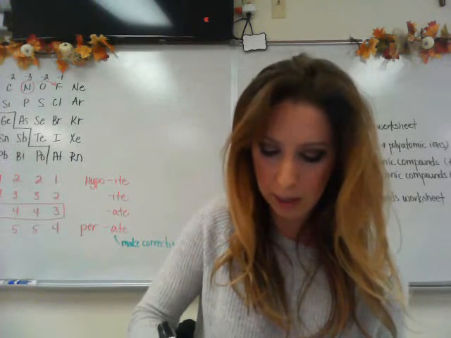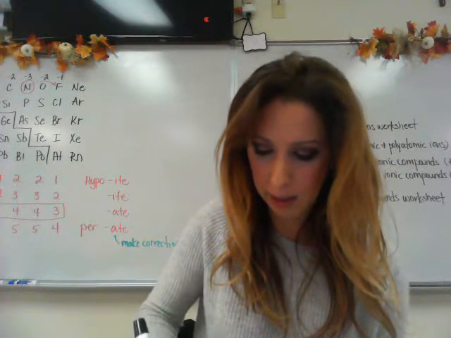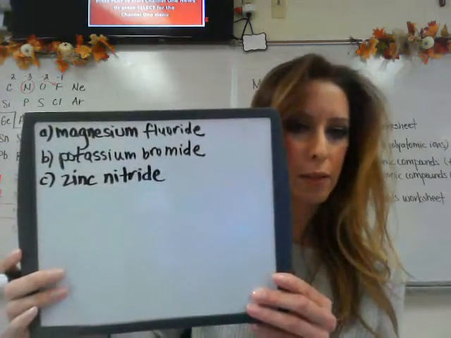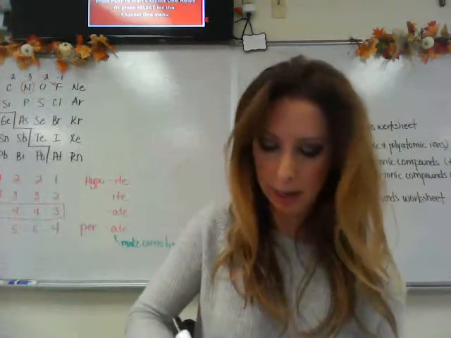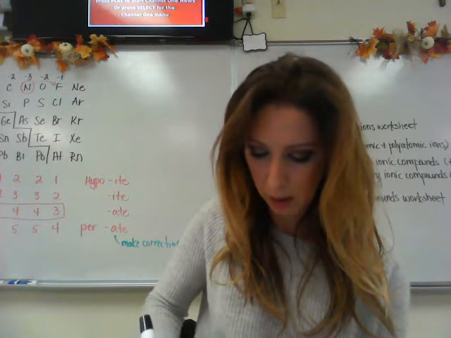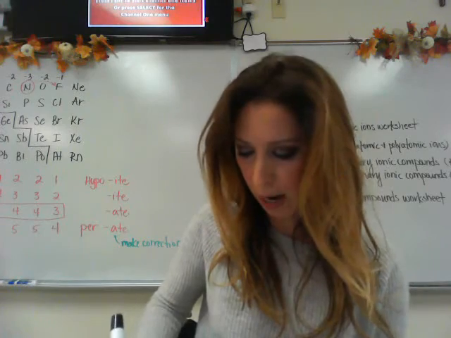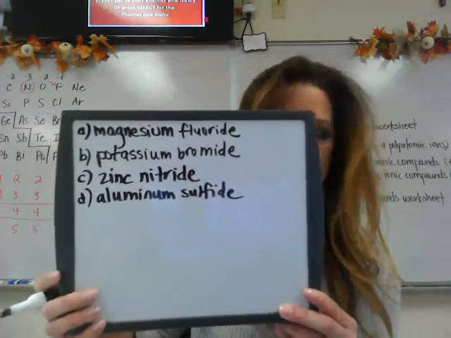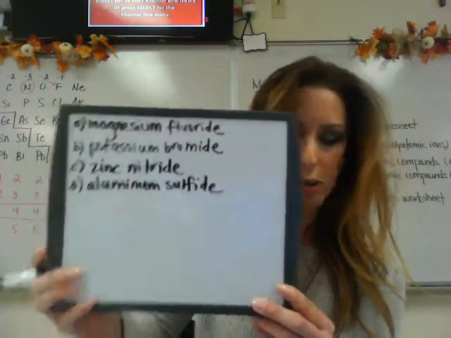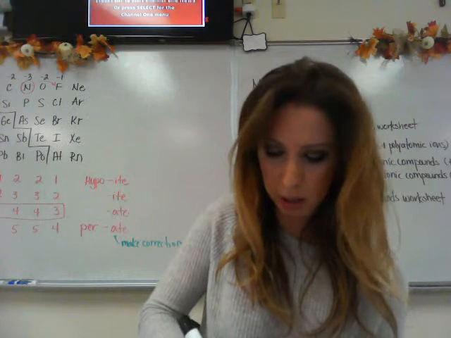C is Zn3N2. Zn is zinc, N is nitrogen. We change the ending to ide. D is Al2S3, so it's aluminum. Change the ending of sulfur to ide, and you get aluminum sulfide. I would practice E through H on your own, write down your own answers, and then I'm going to write them down here so that you can check them.